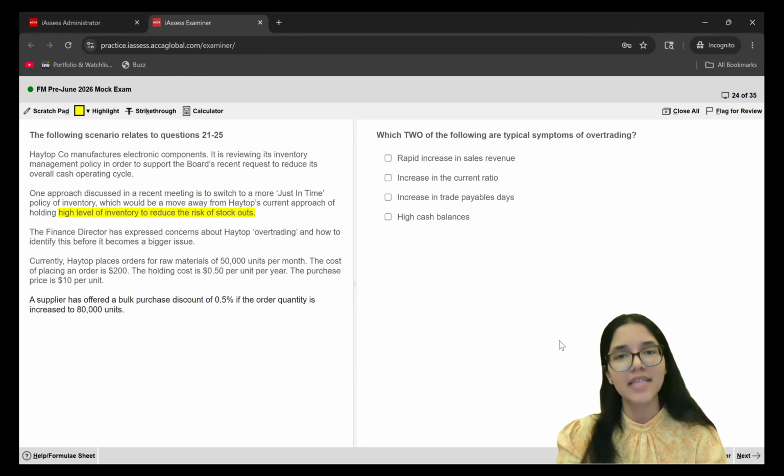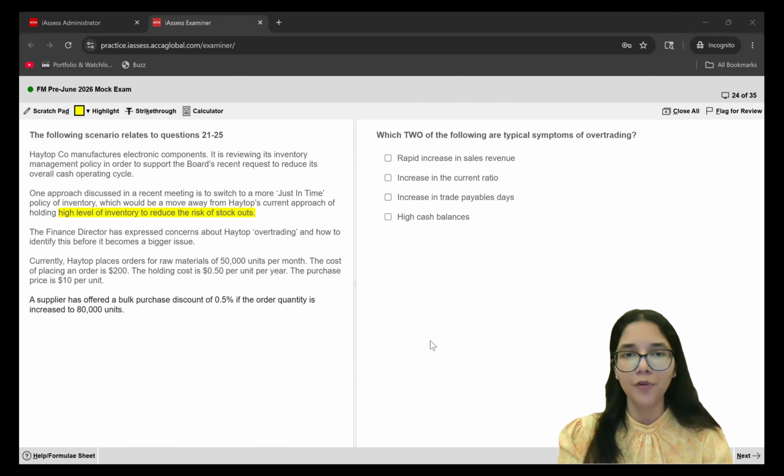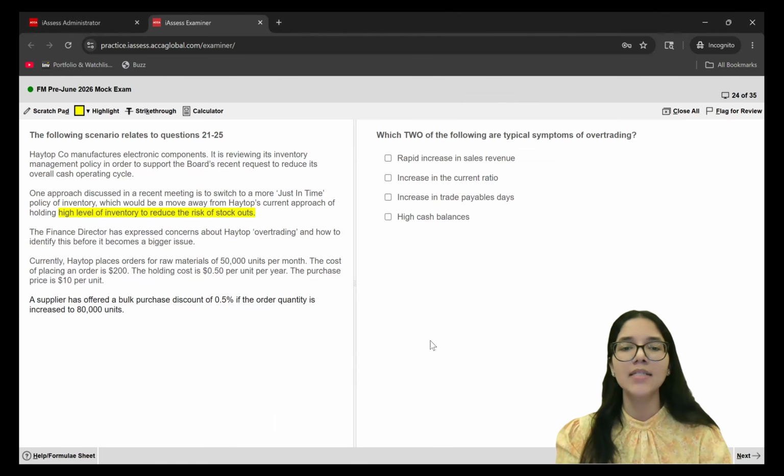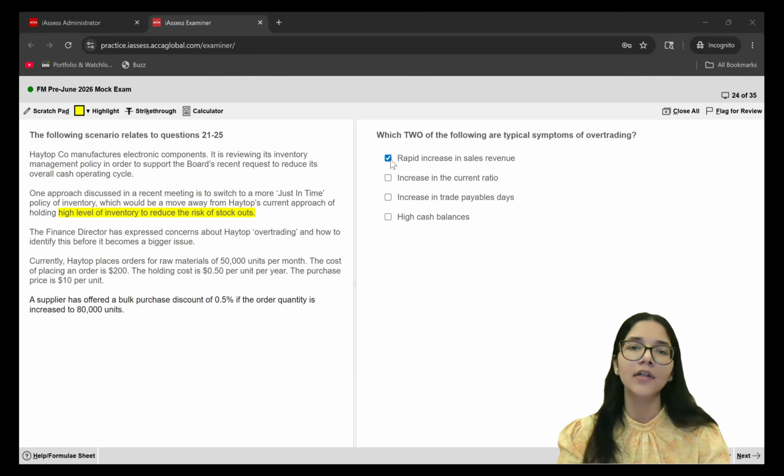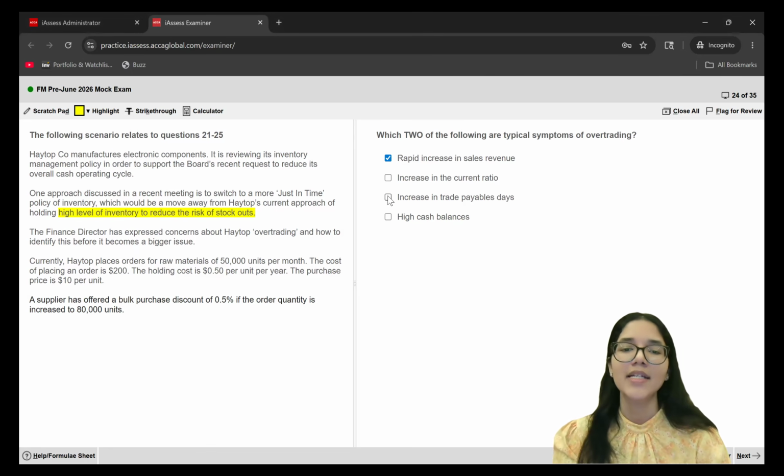Now moving ahead to the second last question basis this case study, I have to select which two of the following are typical symptoms of overtrading. So first statement is a rapid increase in revenue. This is absolutely right. What happens in overtrading is business tries to grow their sales faster without having enough capital to do that. So the companies run out of cash, they stop paying their suppliers on time so that they're able to survive, because of which the payable days also increase. So I see another option, increase in the trade payable days.